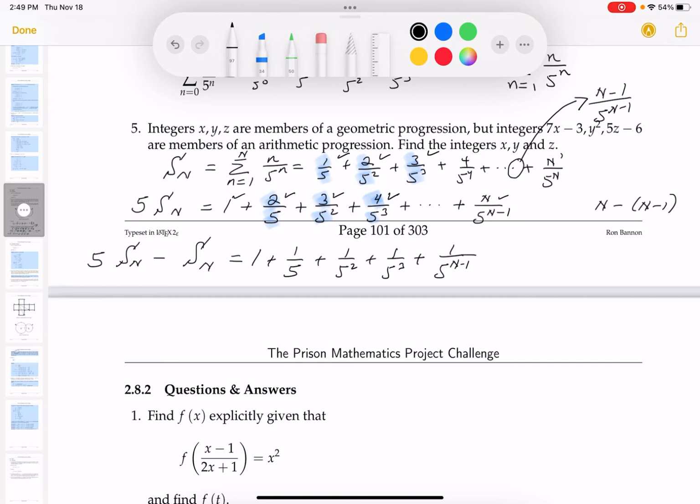Now, let's not forget we have this guy here to deal with. And someone says, I wonder what that guy is. That I'm subtracting. I have nothing to pair it up with, though. All right, so minus n over 5 to the n.